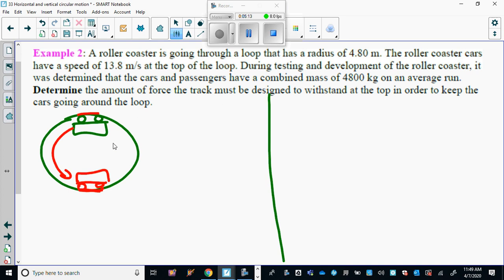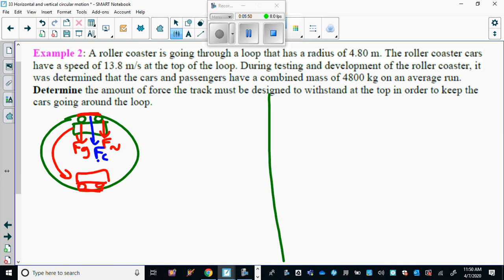Okay, so at the top, what's happening in terms of the forces? Well, the force of gravity is going down. The normal force, the track is pushing the car down. And the combination of those forces is the centripetal force, which is always towards the center of the circle. So it's also down. So in other words, the signs of these three forces are all either negative or all positive. Let's just call them all positive so that we don't have a ridiculous amount of negative signs.